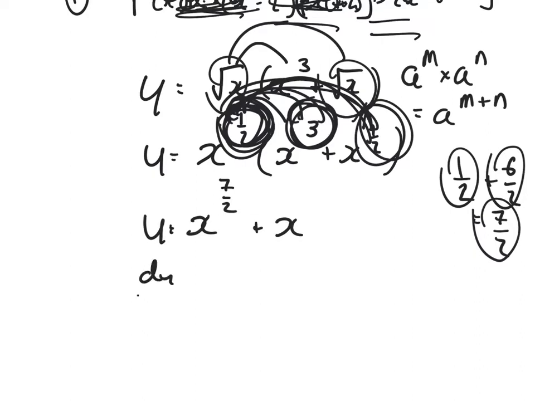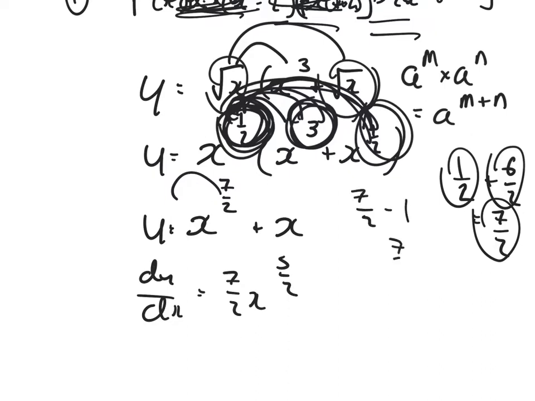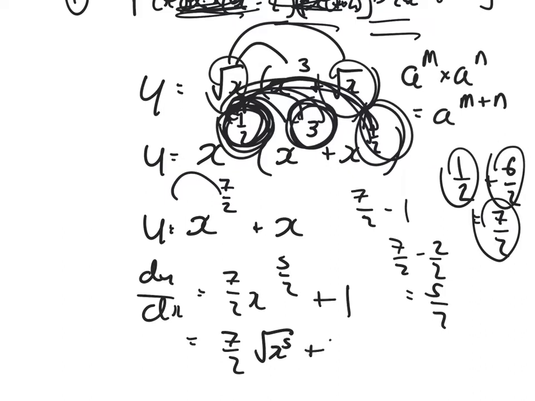I'm now ready to differentiate. So that's 7 halves x to the power 5 over 2, since 7 over 2 take away 1 is 7 over 2 take away 2 over 2, which is 5 over 2. Then differentiate x, which becomes 1. I can now reintroduce the root symbol, and that will be 7 halves of the square root of x brought to the power 5, plus 1.